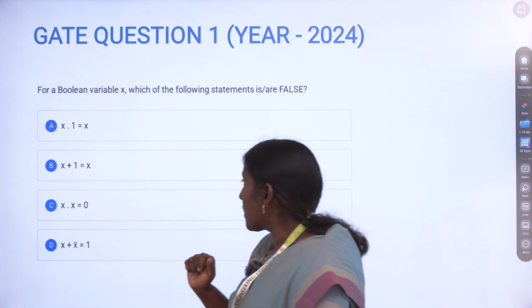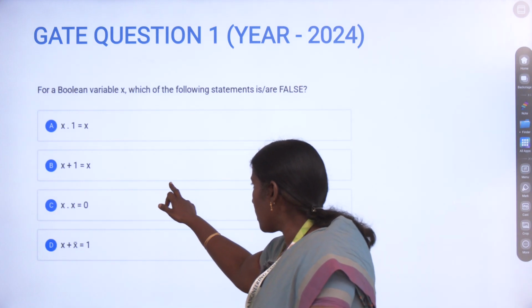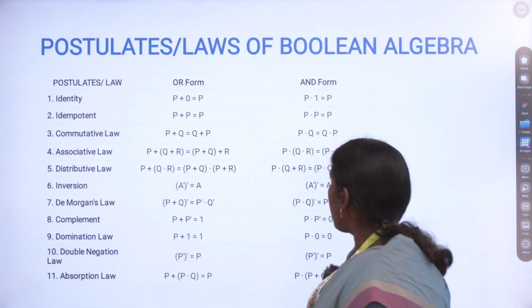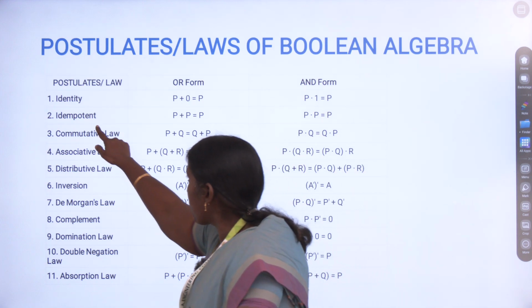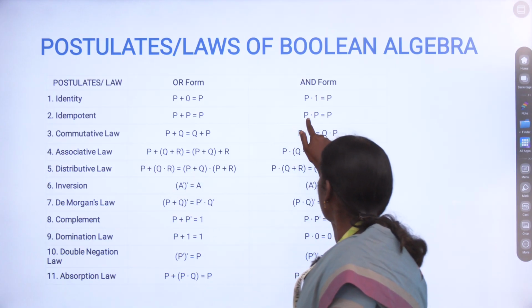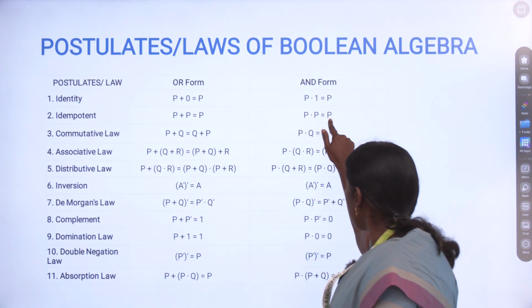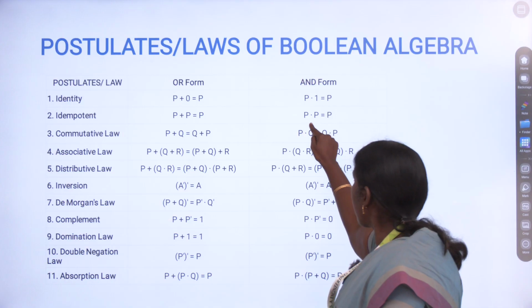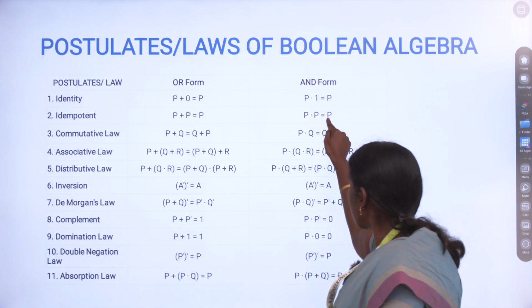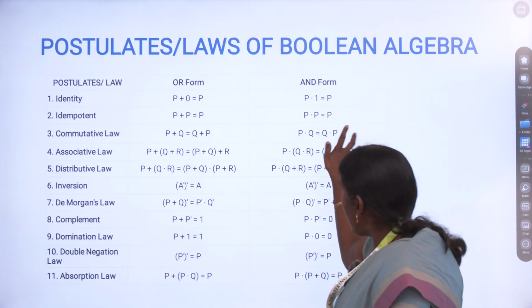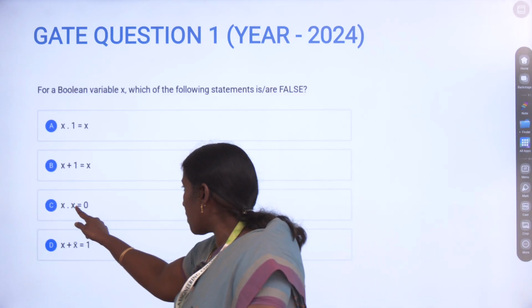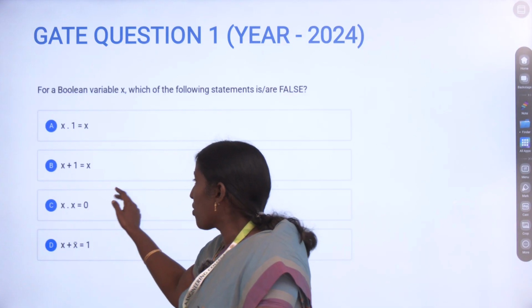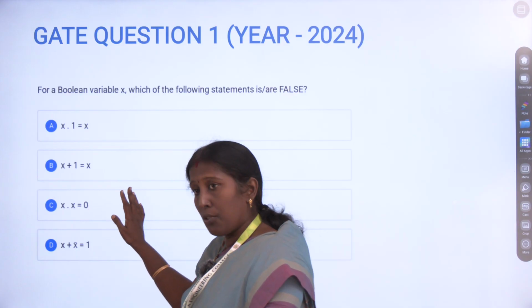And third choice is x dot x is equal to 0. Let us compare x dot x is equal to 0. It is quite same as the idempotent law. What is idempotent law? p dot p is equal to p. So variable multiplied by a variable will be equal to the variable. But here it is given that the variable multiplied with a variable is equal to 0. Obviously this choice is wrong.